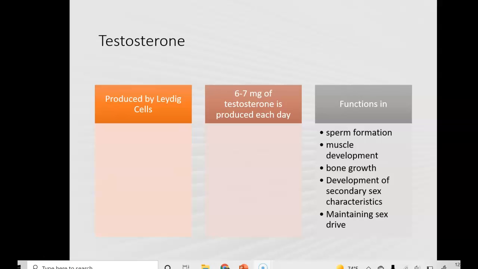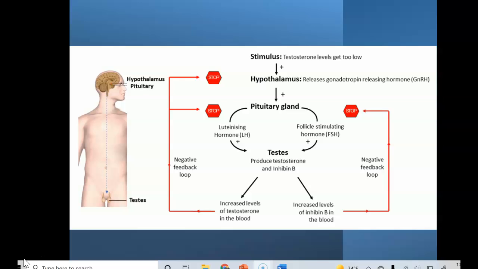In females, the ovaries secrete a very small amount of testosterone as well, although most of it is converted to a different type of hormone. And then a really small amount of testosterone is also secreted by the adrenal glands in both males and females. So even though testosterone is kind of considered a male hormone, females also produce a very, very small amount of testosterone.